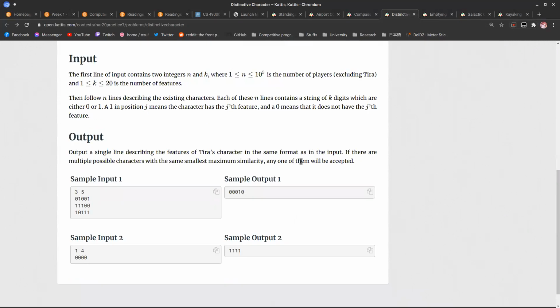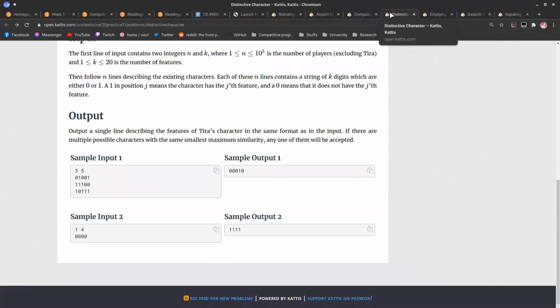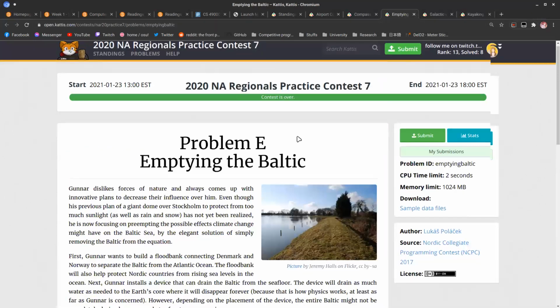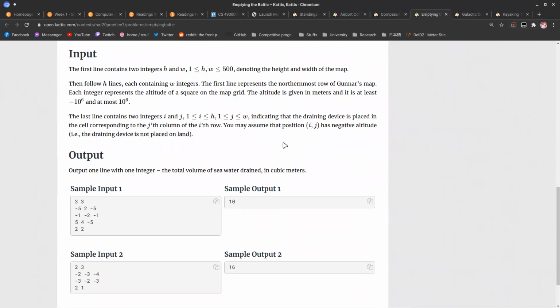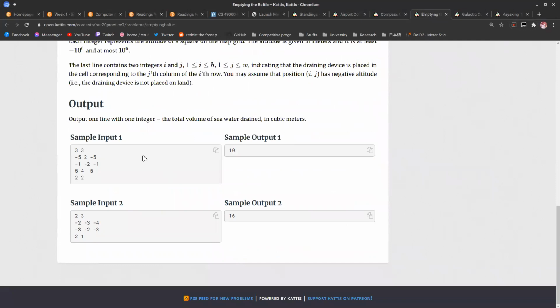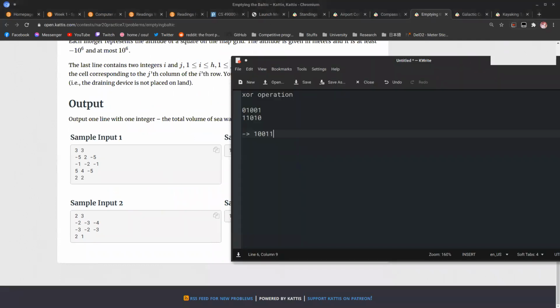So that's D. I will continue with E. I think E is a bit difficult to explain. Like the hardest, easiest problem, I think.